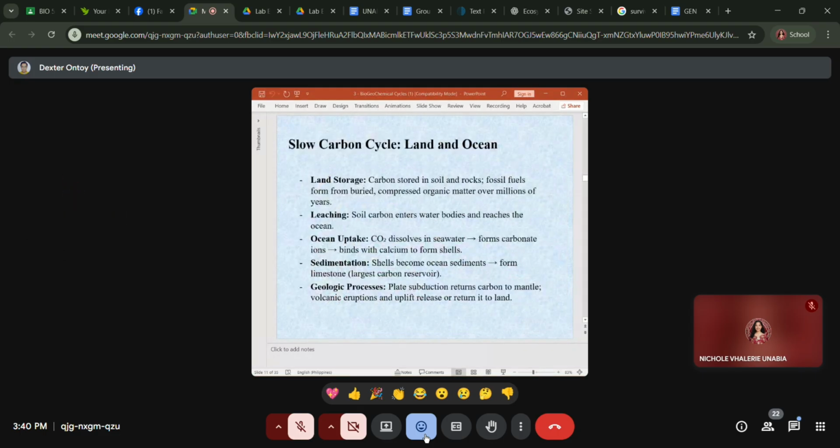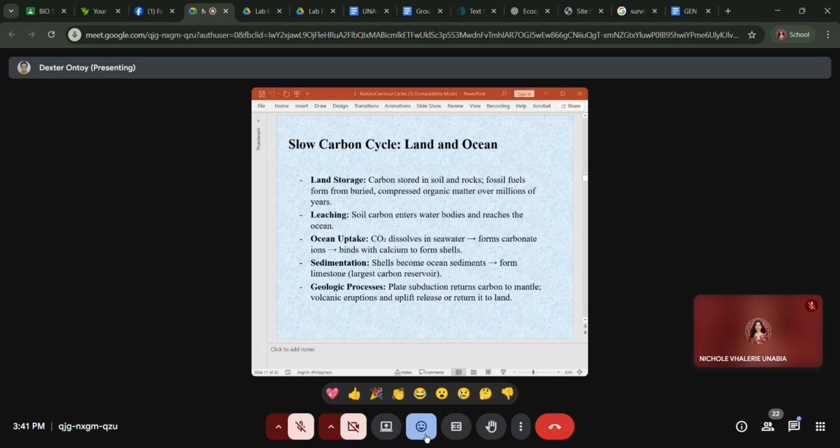Now, this is what I mentioned earlier as the slow carbon cycle, especially happening in land and the ocean. So basically, on land, carbon is stored in soil as organic carbon and in the form of decomposing organisms, like when living organisms died, like the dinosaurs, no? So carbon is stored in the soils and the rocks, and as well the fossil fuels formed from buried, compressed organic matter over millions of years.